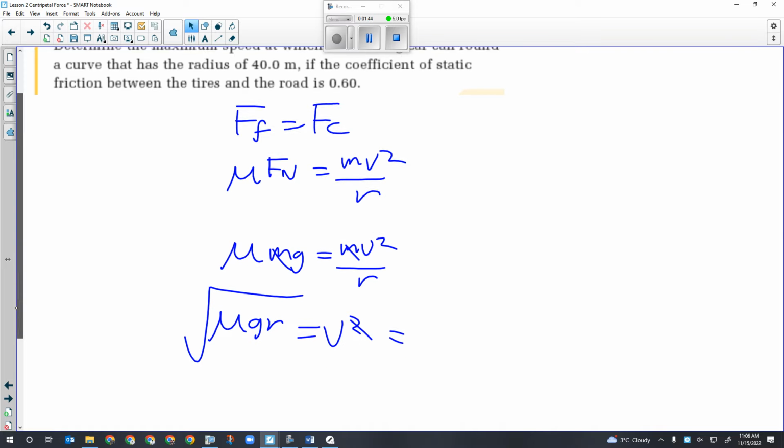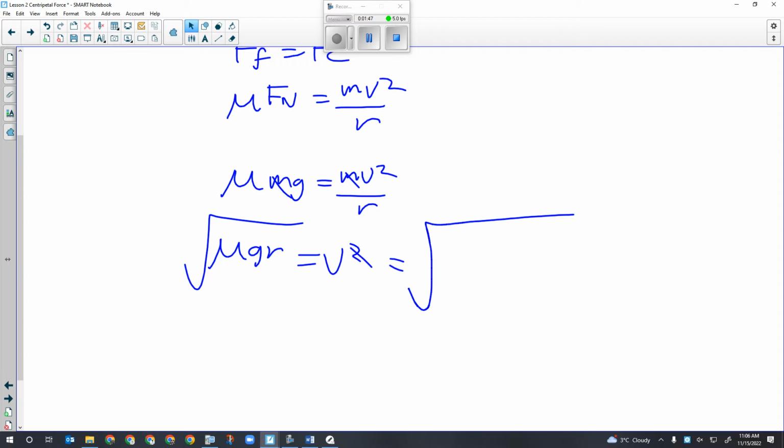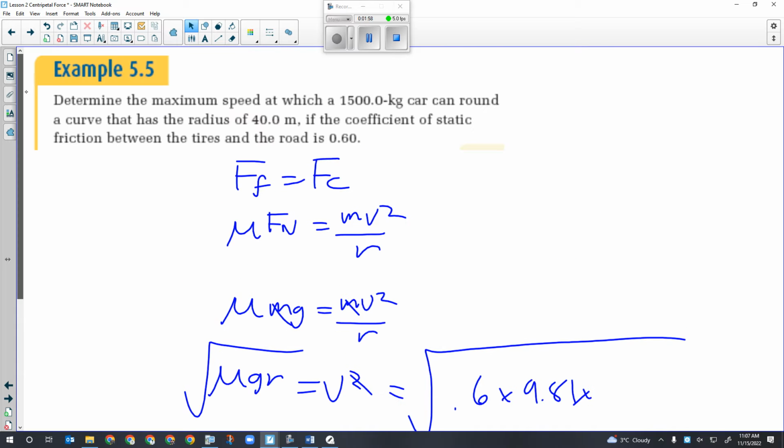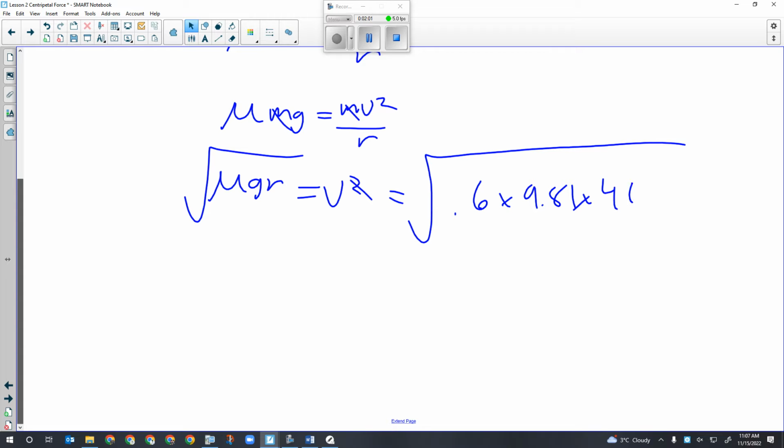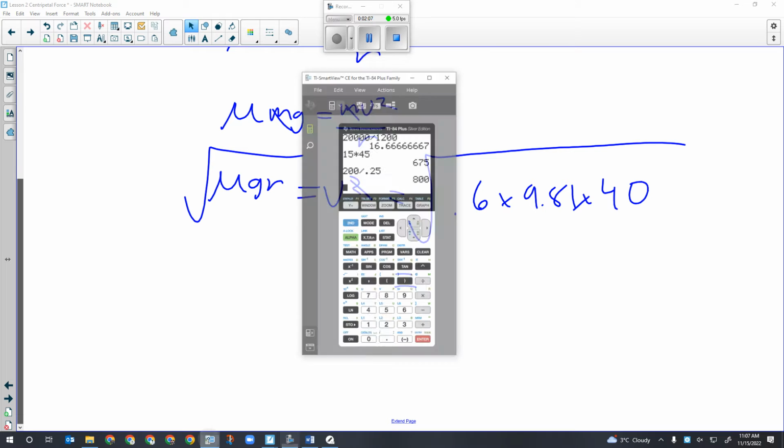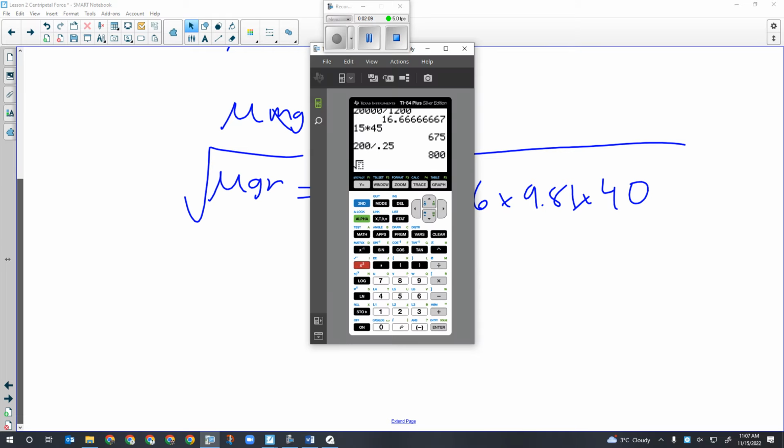Okay, and I'm going to get that v is the square root of mu times g times r. Mu was 0.6, so 0.6 times 9.81, and the radius of the corner was 40 meters. So square root of 0.6 times 9.81 times 40. All right, so the maximum speed on that corner is 15 meters per second. Okay, everybody all right with that?